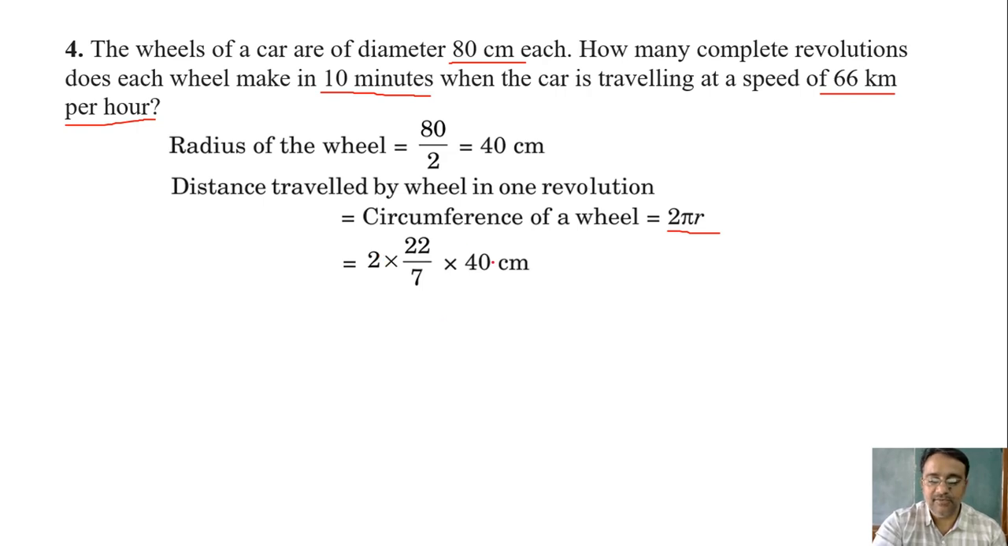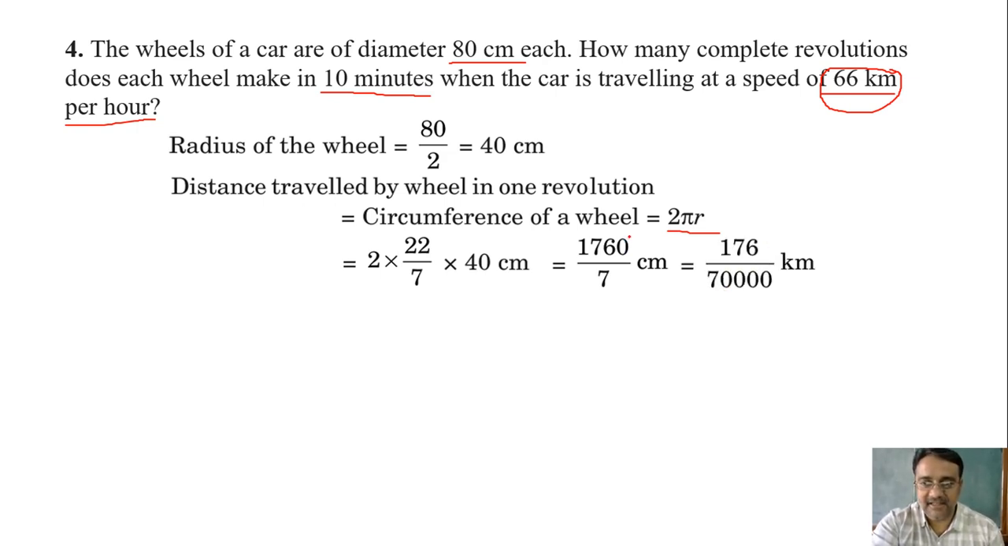ठीक है, तो इसको हम लोग फ्रैक्शन में ही रखेंगे अभी. But the speed is given in kilometer. So how will you convert it into kilometer? Centimeter to kilometer. Divided by 1 lakh. ठीक है, यहाँ पे एक जीरो कैंसिल कर दिए, सो 70,000. 176 upon 70,000 kilometer. Now distance traveled in 1 hour is given, 66 kilometer, right?